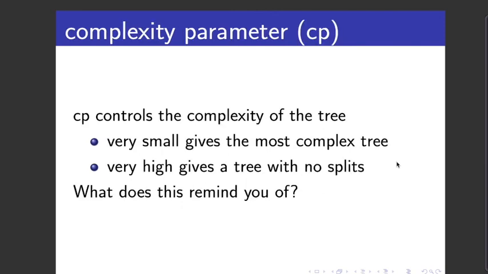And we take big steps based on smaller and smaller partitions of the data, which is a really crazy thing to do. There is a parameter which controls the complexity of the tree, which has been implemented in R, but not in sklearn. It's called CP, which stands for complexity parameter. If we set CP very small, it gives us the most complex tree. If we set CP very high, it gives us a tree with no splits whatsoever, which is just an intercept model. What does this remind you of? Please tell me. It reminds you of lambda in penalized regression.